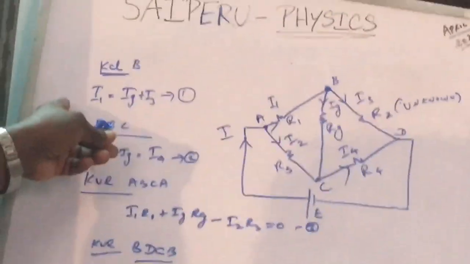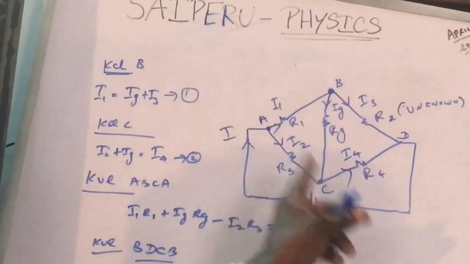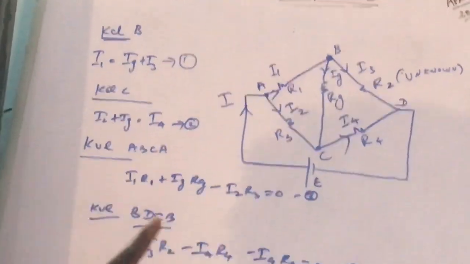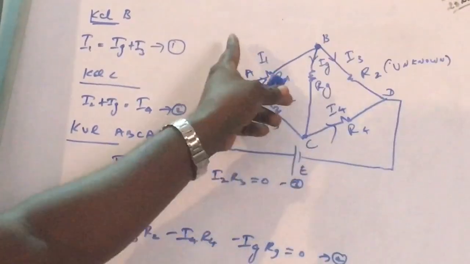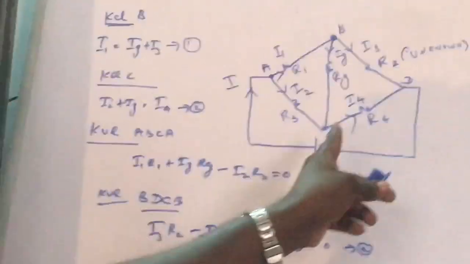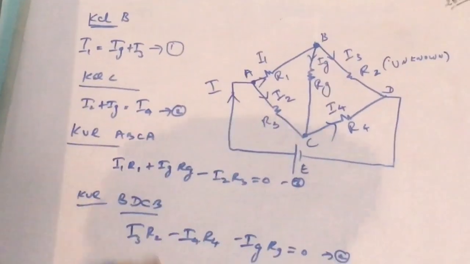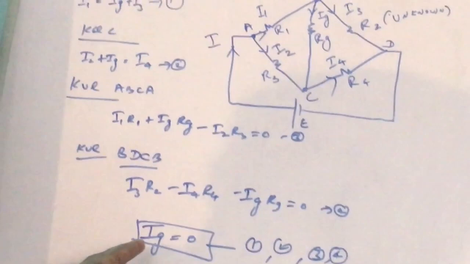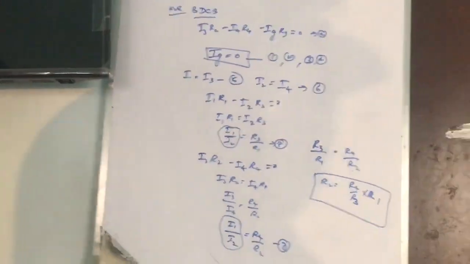Let me quickly summarize. We use KCL, applying KCL at B and C, so you find two equations. Then apply KVL: one loop is A, B, C, A and the other loop is B, D, C, B. Then the condition is Ig equal to 0, substitute in everything and find the unknown resistance. So this is the 1 minute challenge we gave to you.